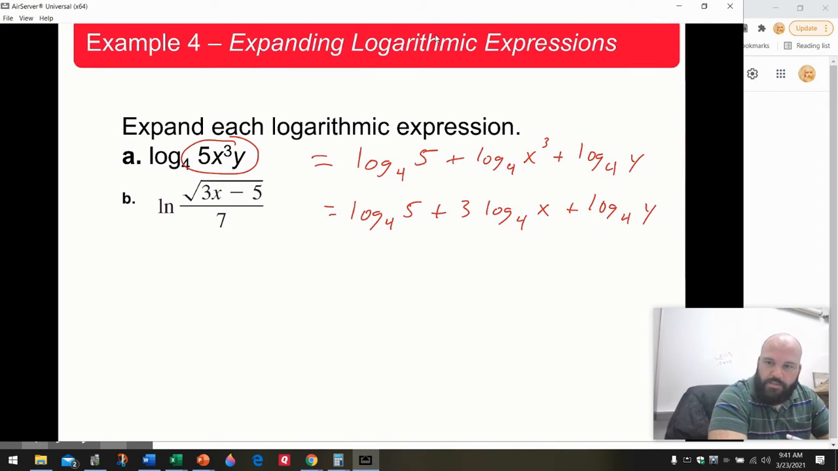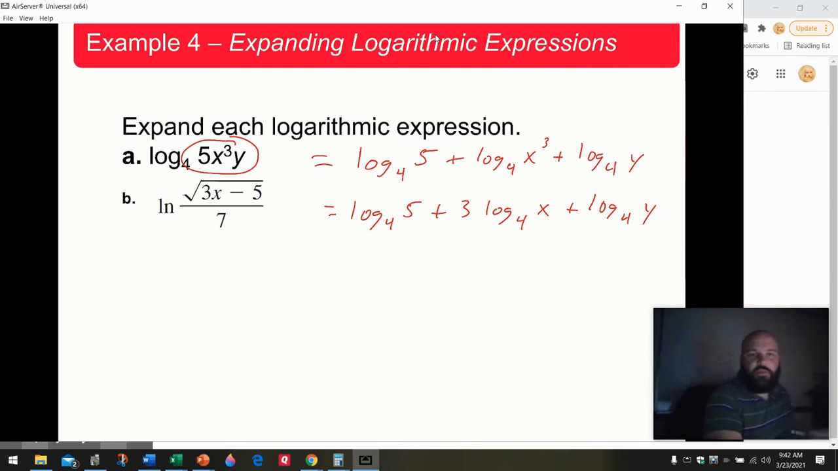I have one more example I am going to show you, and that is of the natural log of the square root of 3x minus 5 over 7. Now, if you recall in a previous video, I did mention that if you ever have square roots, cube roots, fourth roots, doesn't matter what the roots are, if you have roots, you should always rewrite them as powers before you try to proceed with anything with logarithms here.